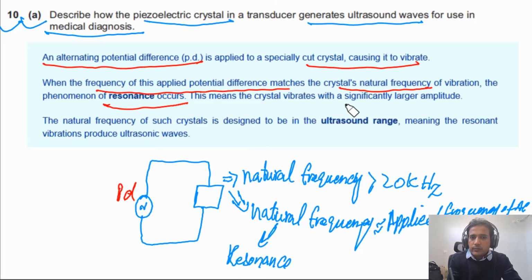This means the crystal will vibrate with larger amplitude, meaning the maximum electric energy will go to vibrate the crystal. So the amplitude of the ultrasound waves produced will be greater.